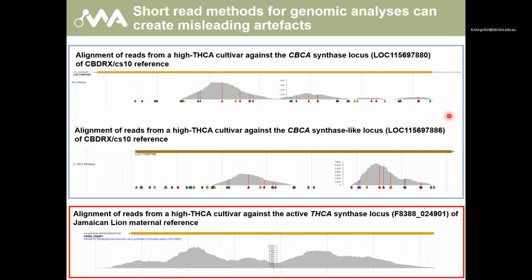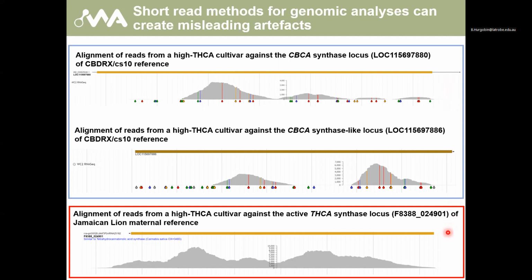So to investigate this, we aligned the reads from the high THCA cultivars against 2 references. The first one was the CSN reference, and the second one was the maternal Jamaican lime reference, which is derived from a mixed chemotype that produces both CBD and THC, and therefore contains the active forms of CBDA synthase and THCA synthase. And for simplicity today, we are only showing the results for one of the cultivars, which was white cookie in this case. So the top panel shows the alignments against the 2 CBCA synthase loci that were the most highly expressed in white cookie.